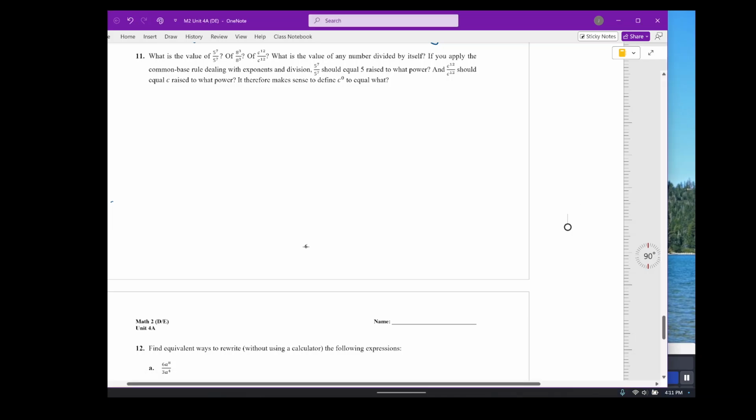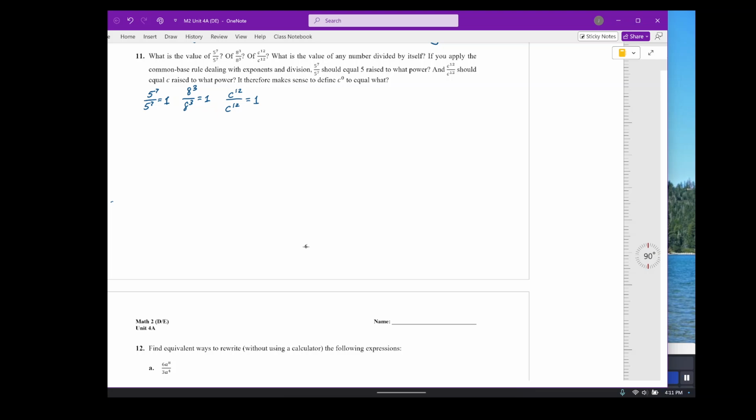All right, let's take a look at number 11 on 4A. It's asking, what's the value of 5 to the 7th over 5 to the 7th? Well, it's just something divided by itself, so that's going to be 1. And a cubed over a cubed is also going to be 1. And c to the 12th over c to the 12th is almost always 1.